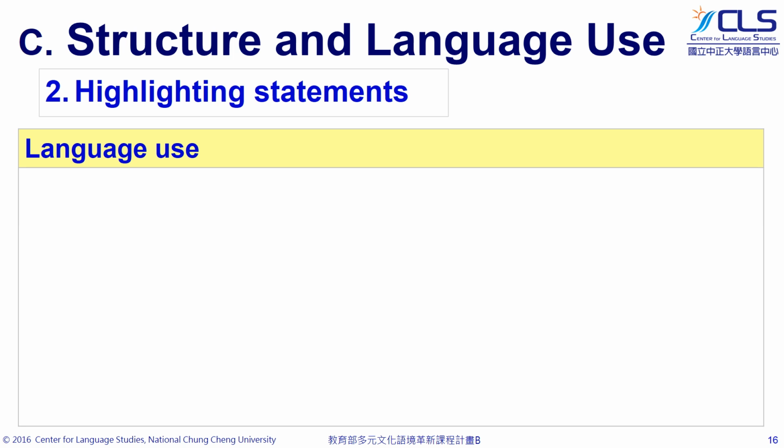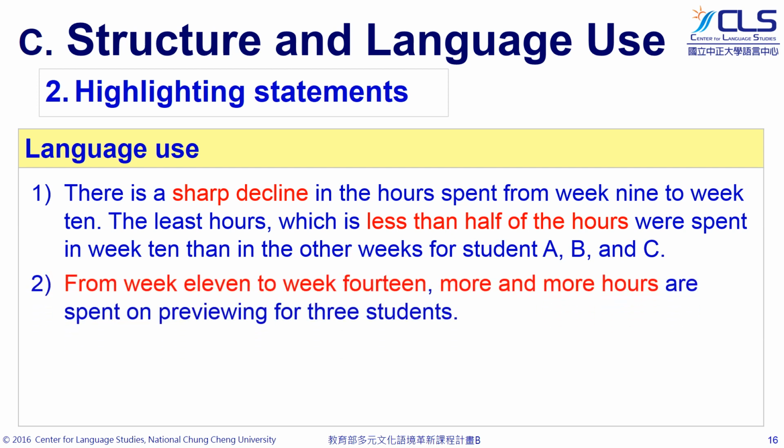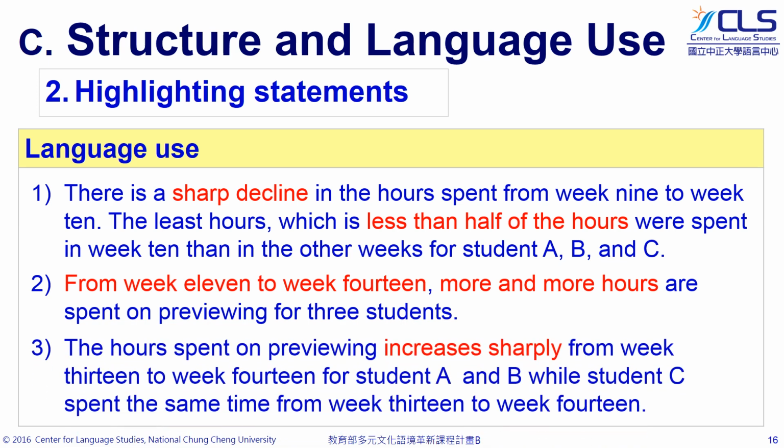Next, the language used to highlight the key trend or contrast is as follows. We use "sharp decline," the adjective and noun, to point out the dramatic change, and we use "less than half of the hours" to show significant comparison between the hours spent in different weeks. In the second sentence, we move "from week 11 to week 14" to the front to emphasize the period for the change.